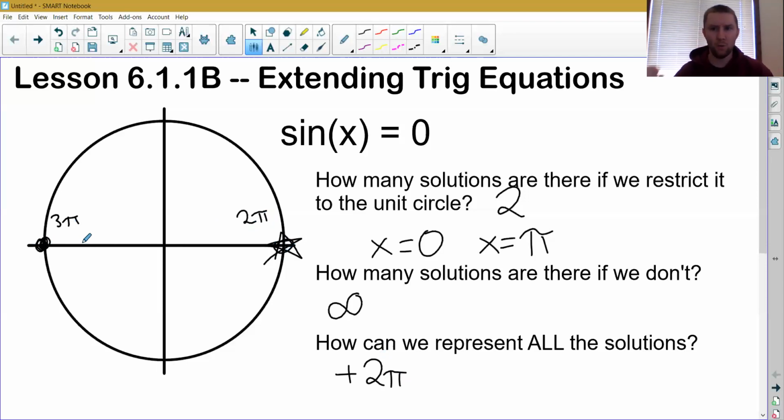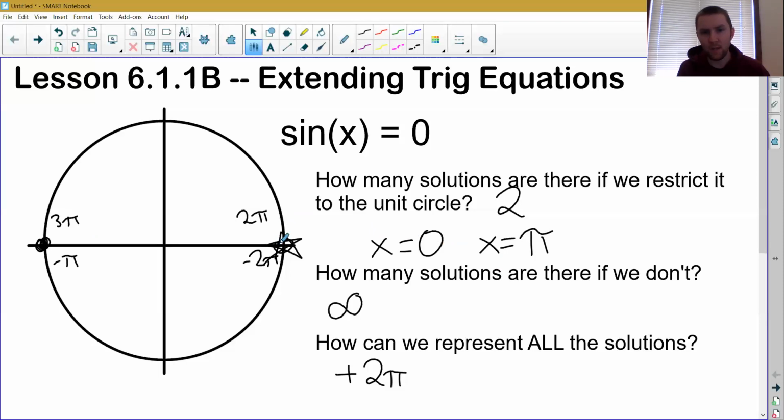Well, okay, I could also subtract 2 pi. I could go the other way and subtract 2 pi, and I'd end up back at the same spots as well. I would end up with negative 2 pi for this one, and this one, if I went backwards one whole time, I would end up at negative pi. So that gets me 2 more answers, but that's still not infinite answers. Adding 2 pi doesn't quite get me all the answers. Subtracting 2 pi in addition to that doesn't quite get me all the answers.